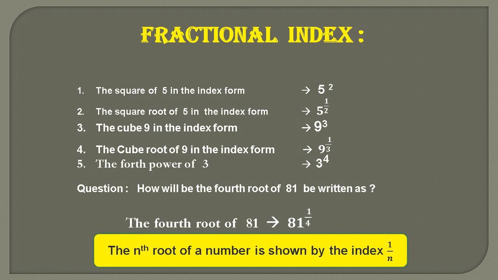The fourth power of 3 can be written as 3 raised to 4. How will the fourth root of 81 be written? The fourth root of 81 can be written as 81 raised to 1 by 4. Thus, we can see that the nth root of a number is shown by the index 1 by n.